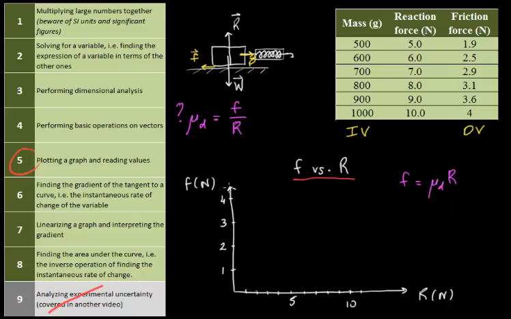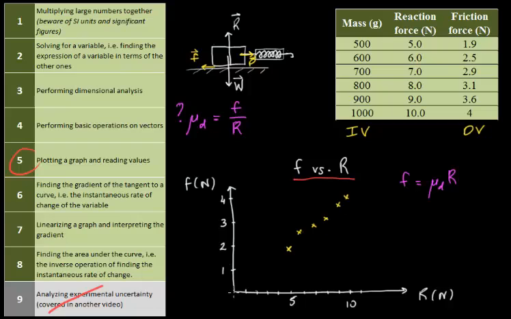So here I drew the two axes and their scales with friction force as the vertical axis and reaction force on the horizontal axis. And now I'm going to plot each point, starting with this one. So reaction force of 5 means friction force of 1.9, so almost 2. I'm here, and I will repeat now the process for each of these 6 points. And here's what I obtained.